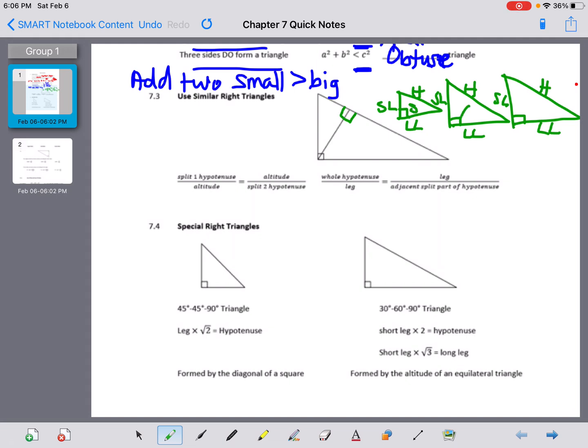So for my small, medium, big. So remember, how many can I use at once? 2, right? So 2 triangles and 2 sides. You have to just choose which side you do, okay? I have in print here, split hypotenuse over altitude equals altitude over split hypotenuse. It's the same thing as short leg, long leg on small and medium, okay? And then I have whole hypotenuse over leg equals leg over adjacent split part of the hypotenuse. But again, if you're doing well on the small, medium, bigs and stuff, you're going to be fine.